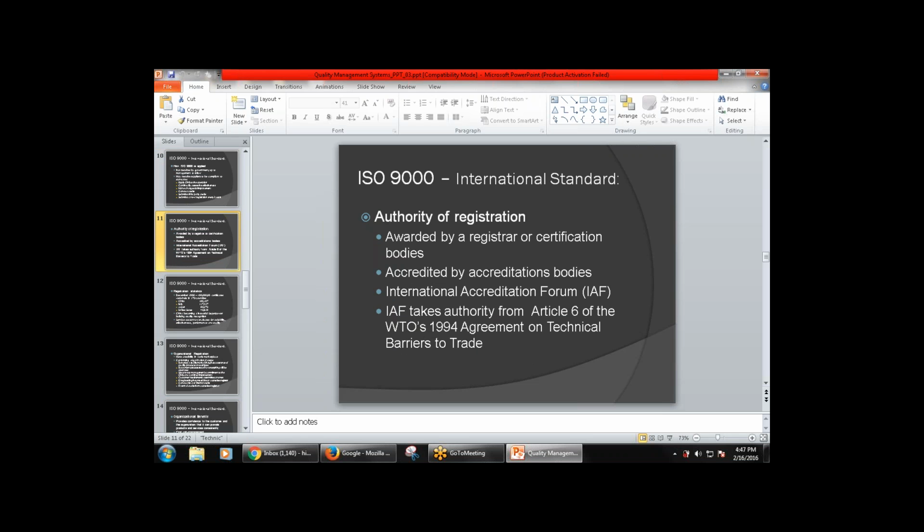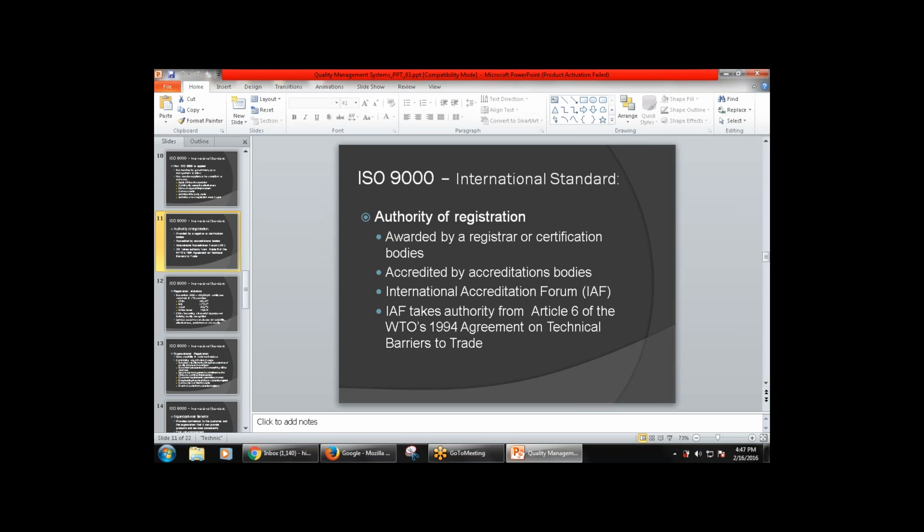And this is accredited by the accreditation bodies. That means ISO 9000 registration will be accredited by a body. That means there should be proper rules and regulations, proper laws that will be carried out for the registration in ISO 9000. Then there is the International Accreditation Forum, the IAF. The forum is also available for international accreditation. That is also a part of ISO 9000.